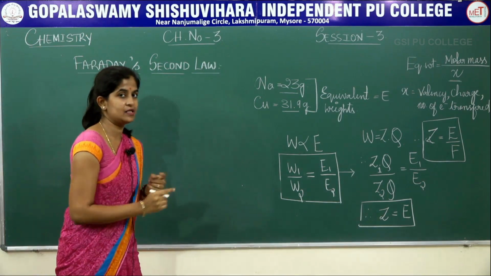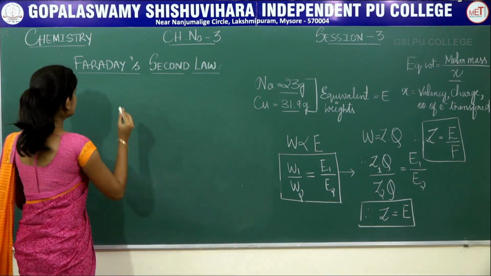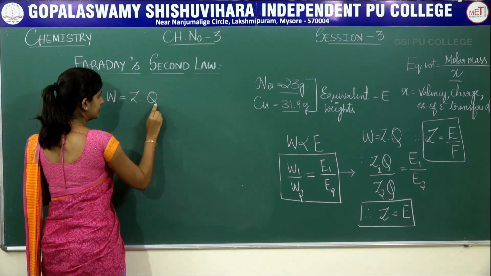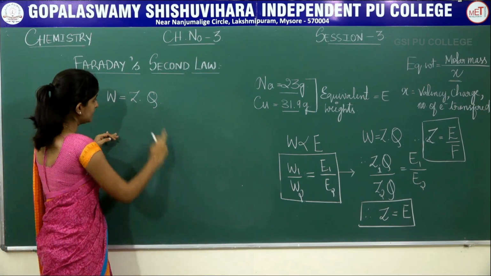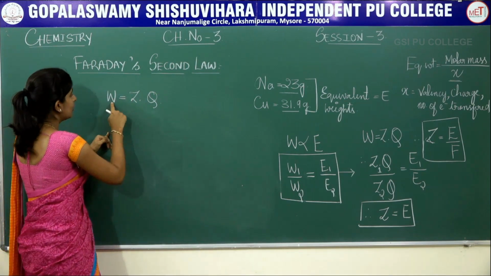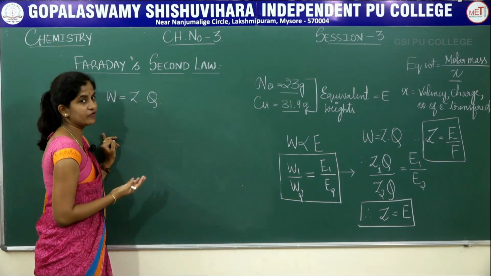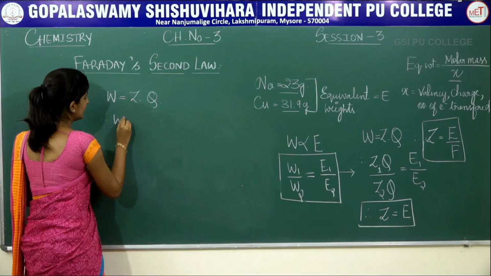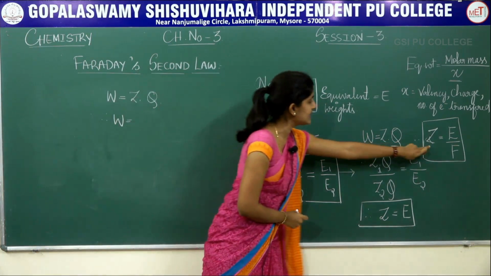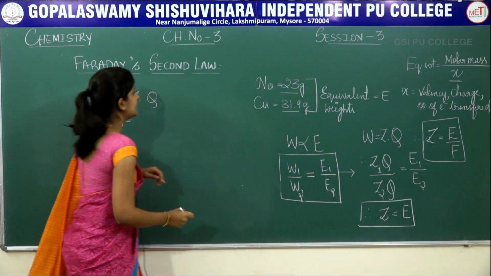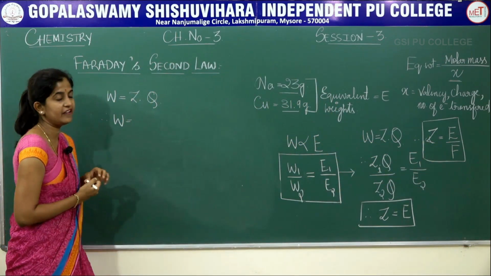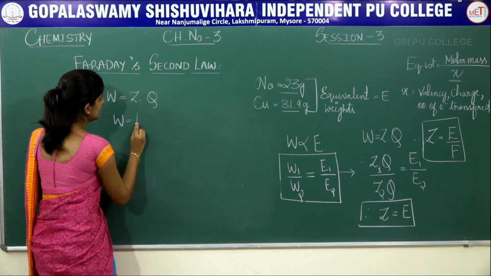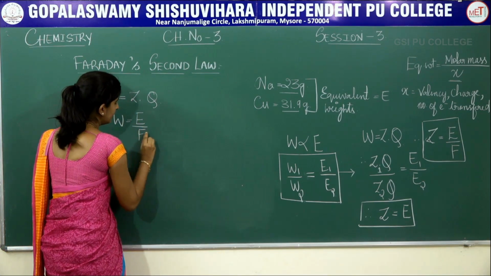So summarizing your Faraday's first law and second law, you will have one equation. From the first law we have studied that W is equal to Z into Q. What is Z? Electrochemical equivalence. Q is the charge flown through the electrolyte. What is W? It is the mass of substance or the mass of the gas liberated at the respective electrodes. Therefore, W is equal to, we have just known that Z is equal to E by F. What is E? E is your equivalent mass. What is F? F is the Faraday's constant, equal to 96,500 coulombs. So Z is E by F into Q.